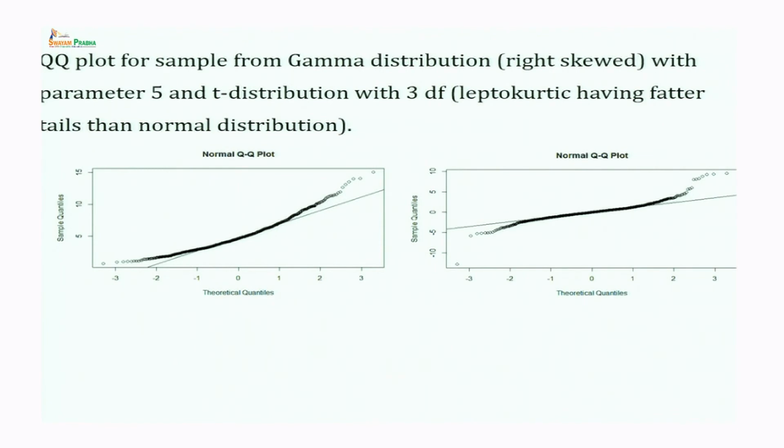Now, if the residuals are from gamma distribution, the distribution is right skewed and you get this kind of QQ plot. Or if the residuals are from T distribution, then you get this kind of QQ plot. So, this is how you can identify the distribution of residuals on the basis of QQ plot. So, this is one more option. You can look at the form of the QQ plot just to identify whether your residuals are normally distributed or not.